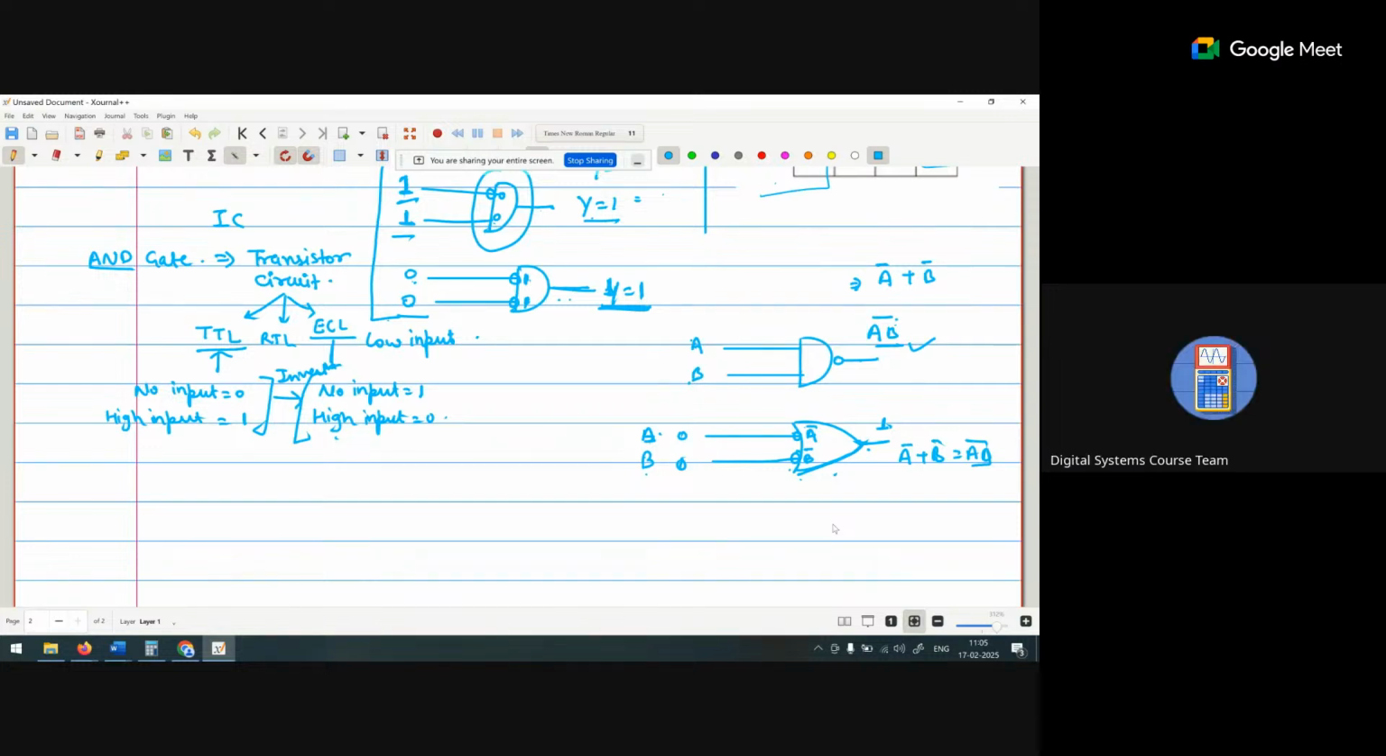But can we use either an AND gate and NOT, that is an AND gate and NOT, or we can say the NOT, inverted, plus OR gate. Both will be giving the NAND gate.